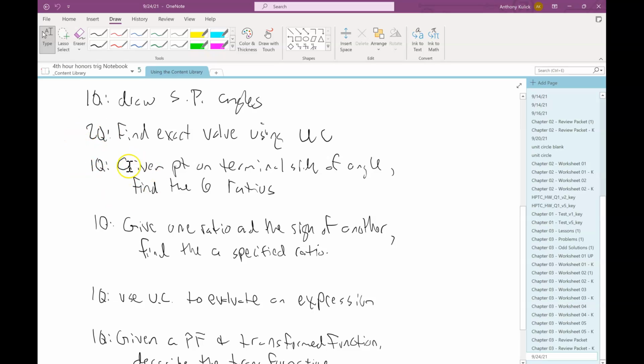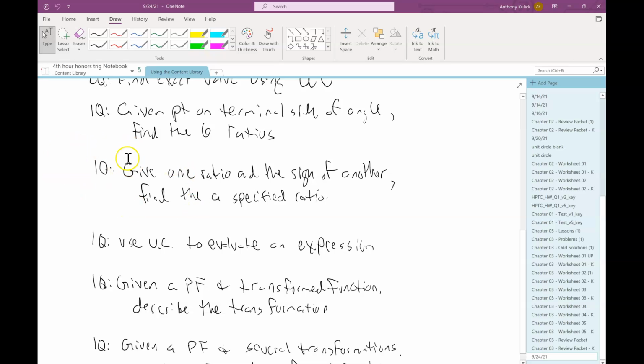You'll have one question where I give you a point on the terminal side of an angle and ask you to write the 6 trig ratios. So again, for that, you'd need to have memorized the point on a terminal side definition for sine, cosine, and tangent. So like x over r, y over r, and so on. You'd need to have those memorized. Would not be provided. But again, all those definitions are kind of just SOHCAHTOA, right? So we already know them.